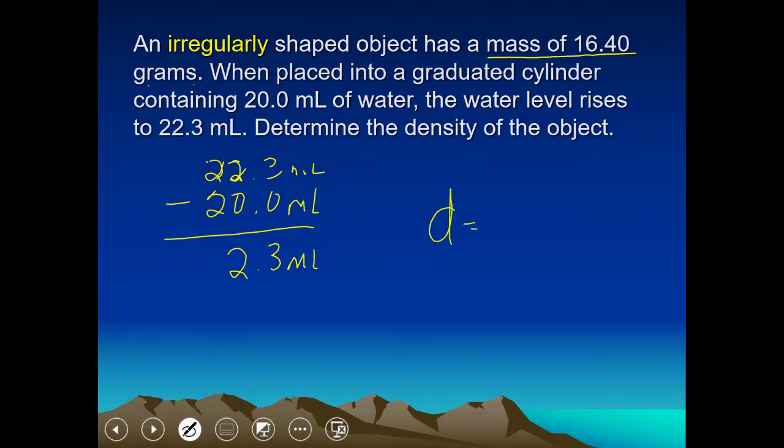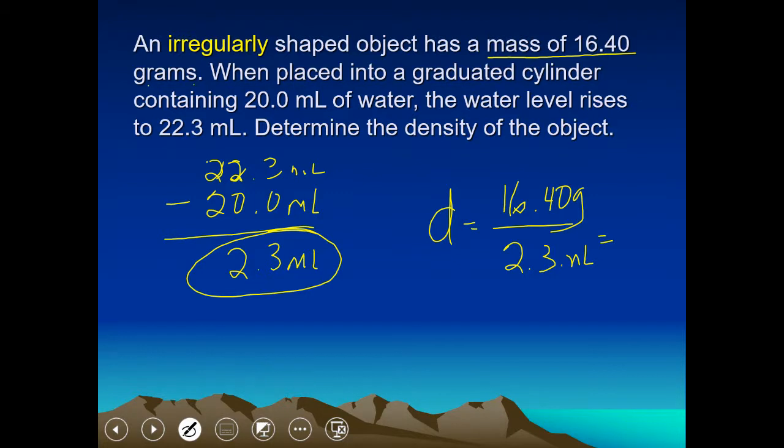And then to get the density, it's mass divided by volume. Not the volume of the water, not the volume of the water and the object, just the volume of the object itself. And when we divide, we're going to get here 7.1 grams per milliliter. Now again, I got 7.1304, like numbers, but I'm using my sig figs.